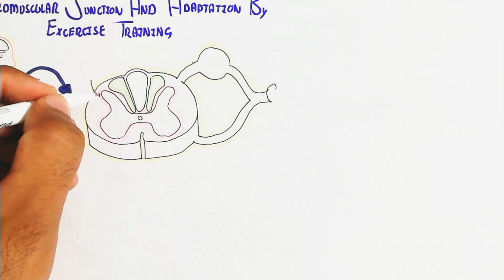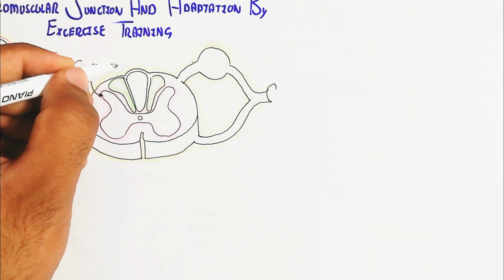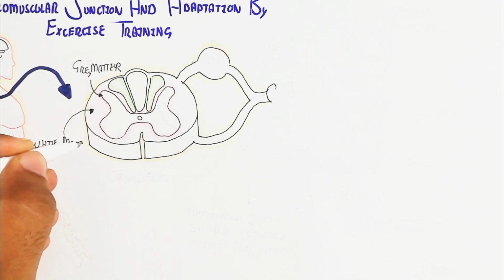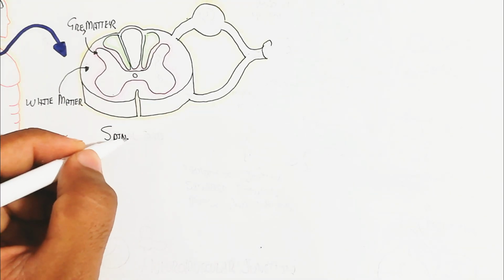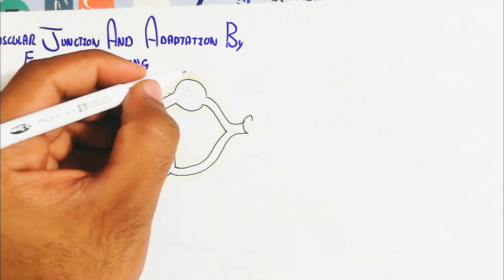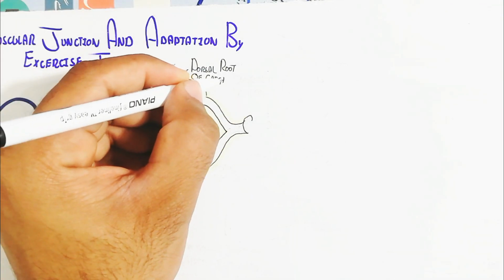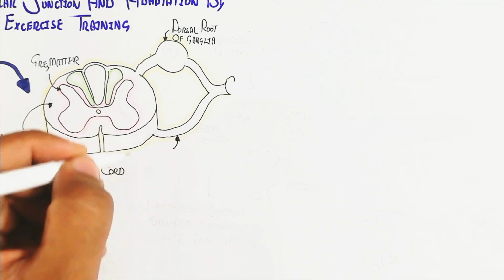This is a spinal cord, which contains gray matter and white matter. The gray matter is the butterfly-like structure inside, in the middle. While this is the spinal cord, let's begin to understand the reflex arc. What is this? This is the dorsal root ganglion and the ventral root.